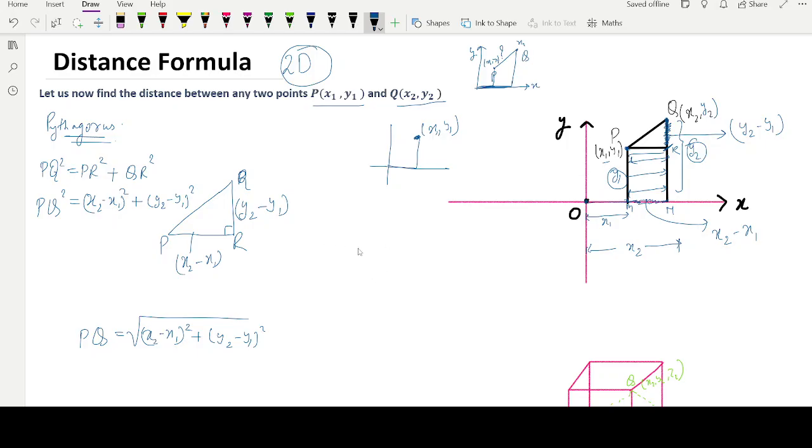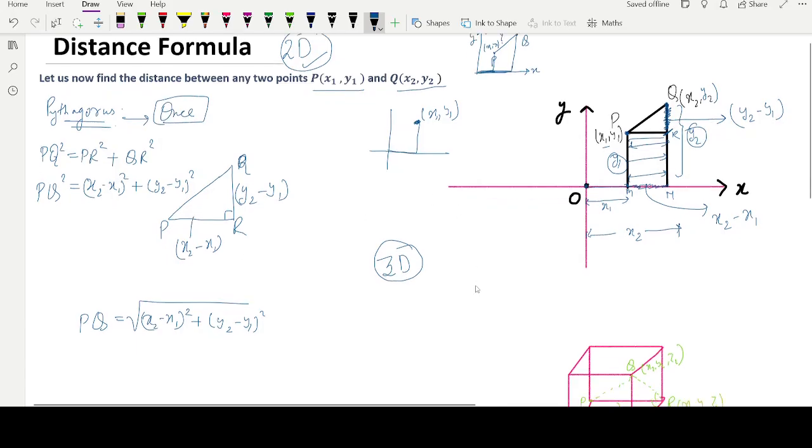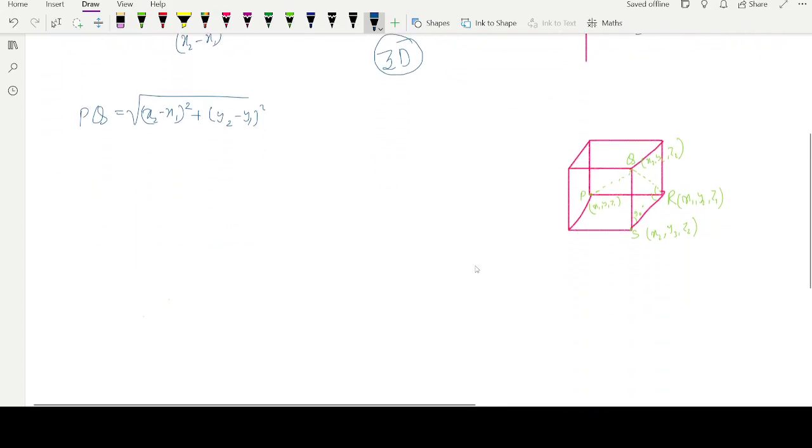Now let's see the main motive and main determination required for 3D. If we work in 2D, we apply Pythagoras once. Now what about 3D? I have drawn that diagram. This is simple. You can connect it.